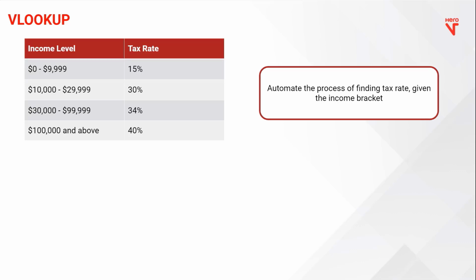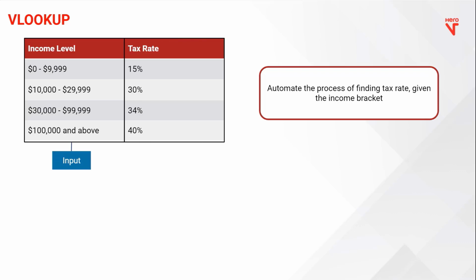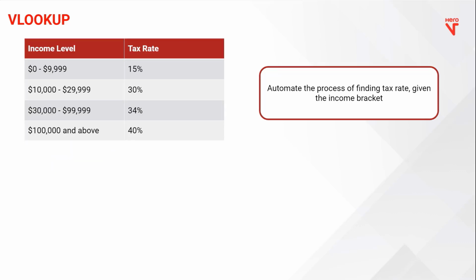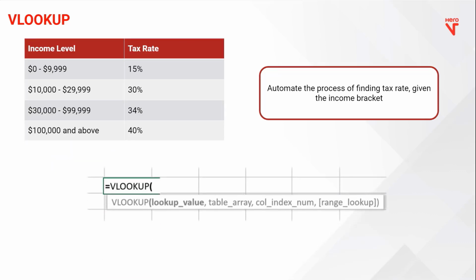VLOOKUP can take income bracket as an input, and corresponding to a specific income bracket, it can output the tax rate. Let's look at the syntax of this function first. This function accepts three main parameters. The first parameter is the lookup value. In this case, it will be the cell reference where we will feed in the income bracket.